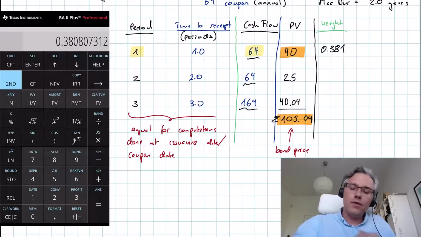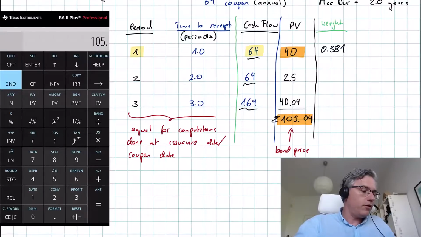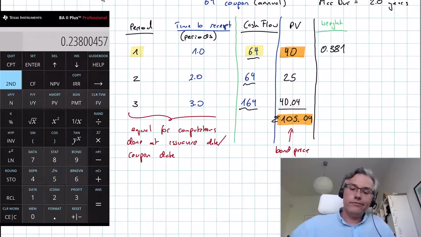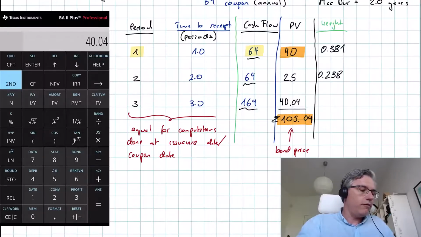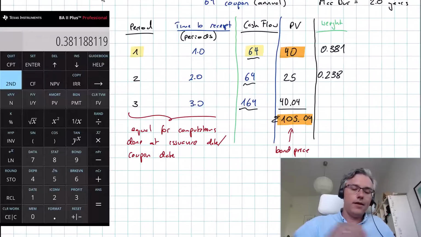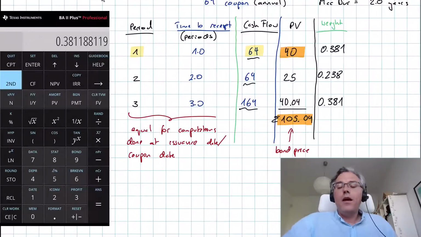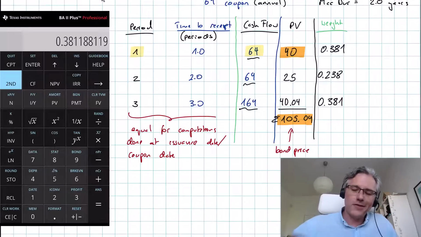For the second, I repeat the same thing. I take 25 divided by 105.04, and I get, well, 0.238, and the final one, 40.03 divided by 105.04. Okay, it's just like the first one, isn't it? 0.381. And this spread of the weights is perfectly in line with the fact that we're going to get a Macaulay duration of 2. You'll see in a moment.